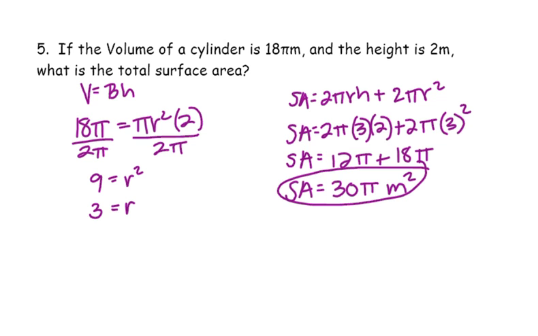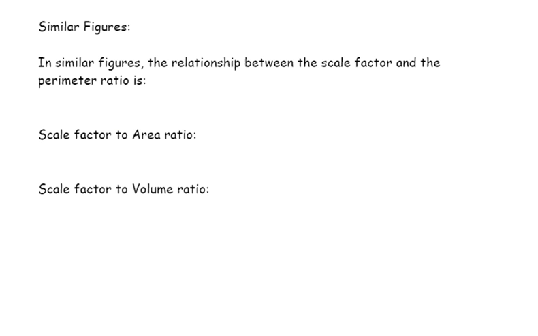All right, good job. Now let's change pace a little bit and let's talk about similar figures. So we've talked about similar figures before as it related to polygons. And we found out that the relationship between the scale factor, so if my scale factor was A to B, then my perimeter ratio was also A to B. And then we took that one step further and we found out that the area ratio was simply that squared, A squared to B squared, which makes sense because area is measured in squared units.